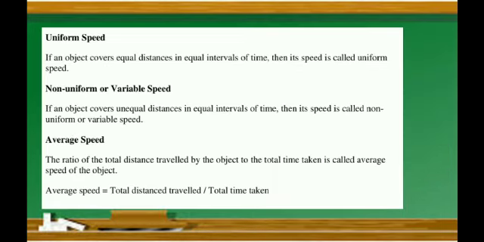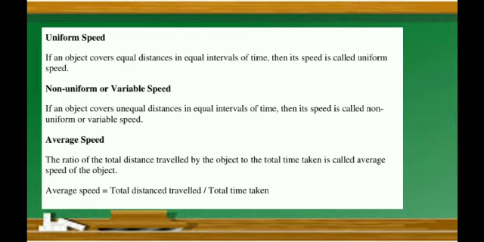Uniform speed: if an object covers equal distance in equal intervals of time, then its speed is called uniform speed. Non-uniform or variable speed: if an object covers unequal distance in equal intervals of time, then its speed is called non-uniform or variable speed.